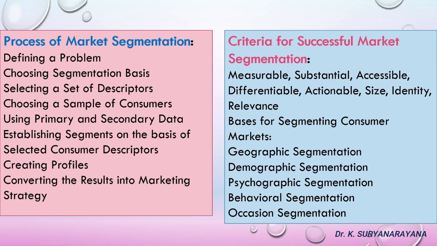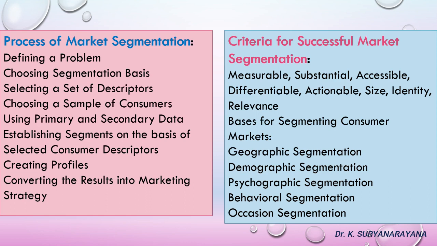Now, let us discuss the criteria for good market segmentation. We have 8 requirements for making effective segmentation: measurable, substantial, accessible, differentiable, actionable, size, identity, relevance. Measurable: the size, purchasing power, and features of the market segments should be measurable. For example, the size of teenagers who drink coffee regularly or tea regularly.